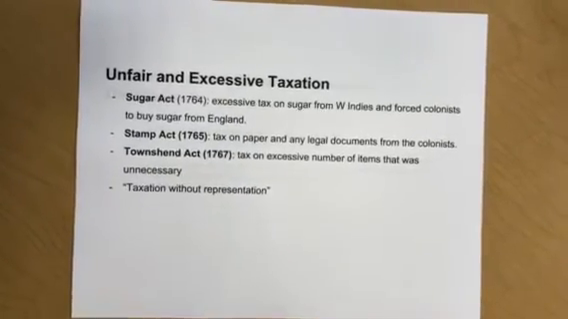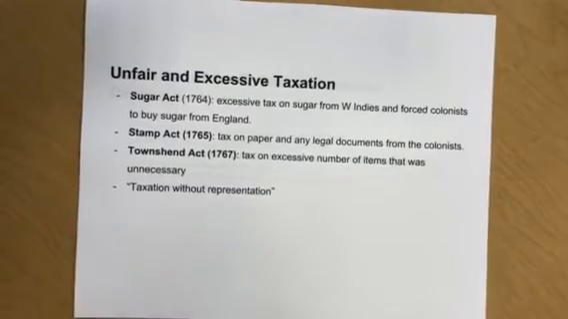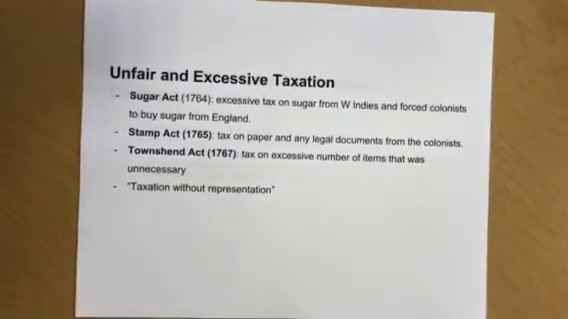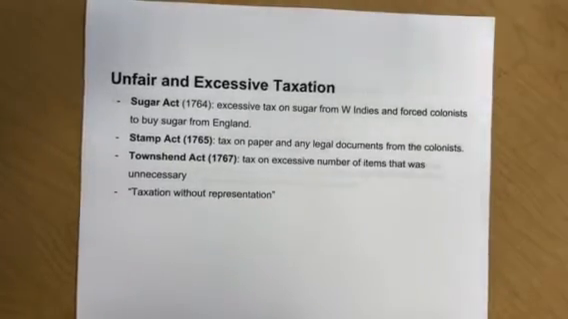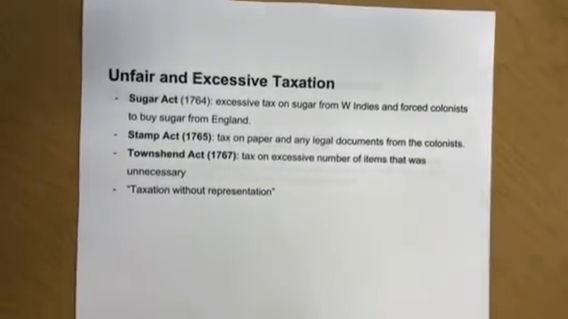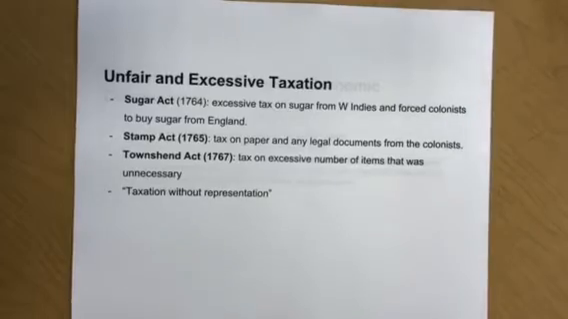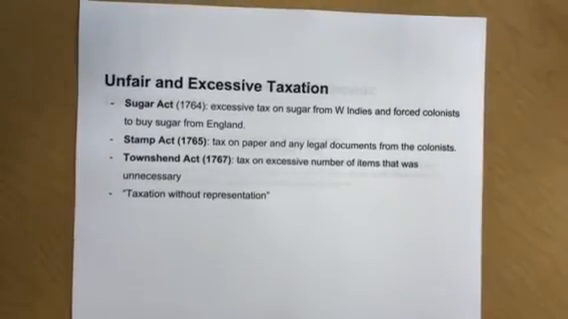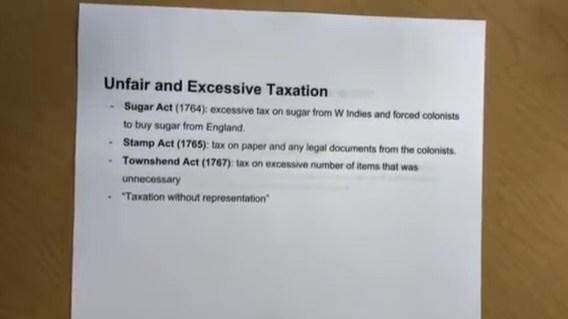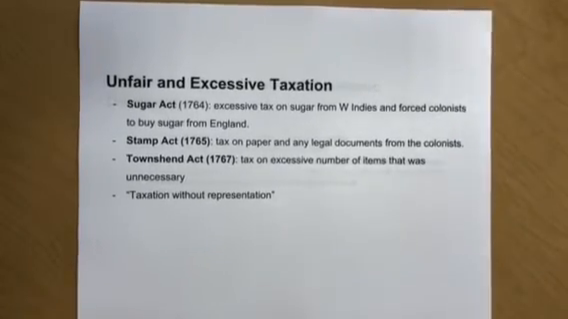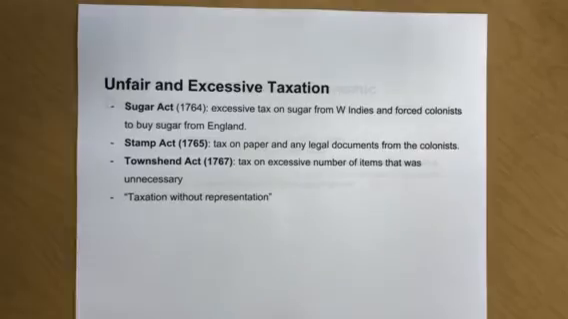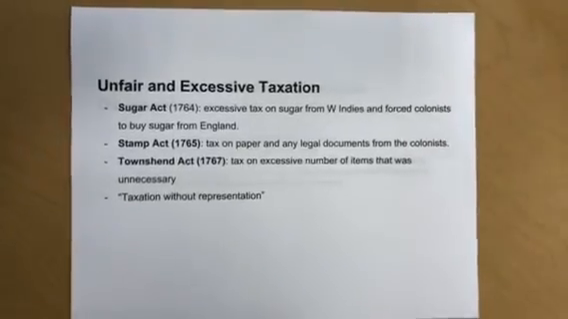The second one was the Stamp Act from 1765, which put tax on paper and any legal documents from the colonists. The third one is the Townshend Act of 1767. It put tax on an excessive number of unnecessary items, such as tea, glass, paint, and paper. The colonists were angered by this because they thought that the British government was too far away, but they still had control over them.